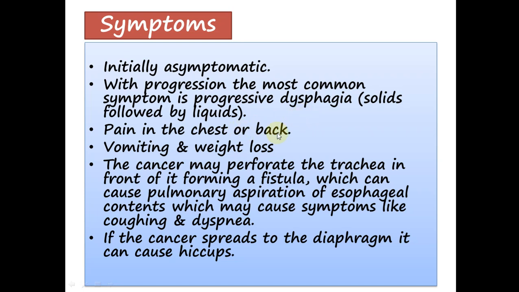There is pain in the chest or back, and it may sometimes be mistaken for pain due to ischemic heart disease. Automatically the patient will suffer from vomiting, and this situation overall will lead to severe weight loss. And if the cancer perforates the trachea, which is nearby in front of the esophagus, it will form a communication or a fistula, which can cause pulmonary aspiration of the esophageal contents. When the esophageal contents are aspirated into the trachea and lungs, they will cause symptoms like cough and dyspnea.